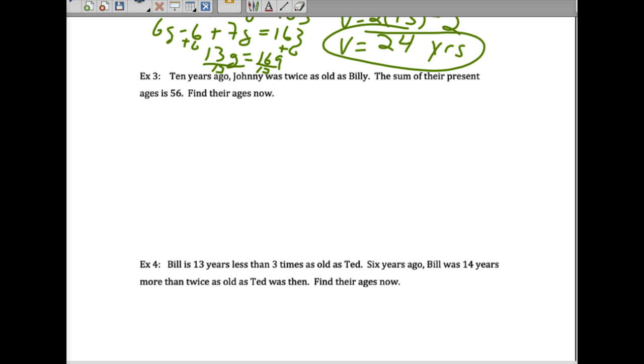All right, 10 years ago, Johnny was twice as old as Billy. The sum of their present ages is 56. Find their ages now. Second equation's really easy.